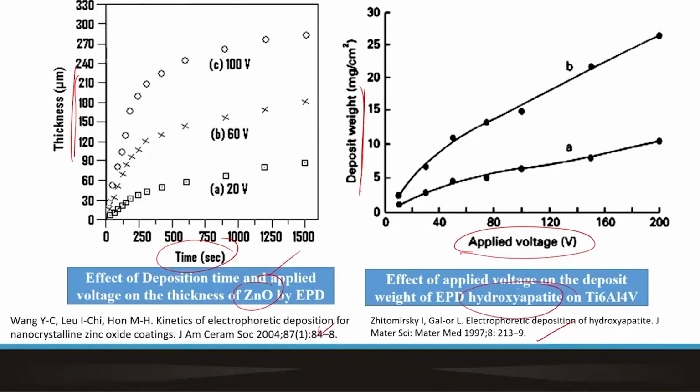and this is hydroxyapatite deposition in this case. And this is also interesting because hydroxyapatite is basically a phosphate salt which is neutral, but you can deposit this on titanium 6 aluminum vanadium, which is a standard material for various orthopedic implant applications.